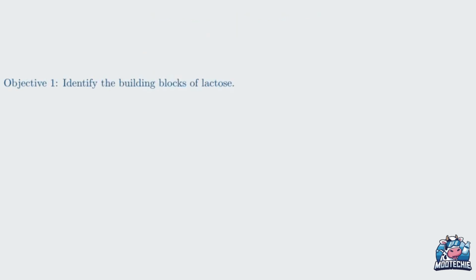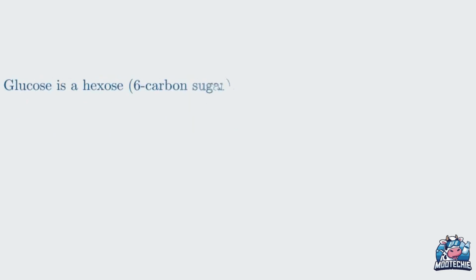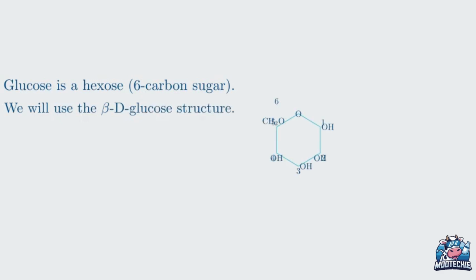Now, let's address our first objective, identifying the building blocks of lactose. As a disaccharide, it's composed of two monosaccharide units. These are D-glucose and D-galactose. Let's first look at the structure of glucose. It's a 6-carbon sugar or a hexose. In its cyclic form, it exists primarily as alpha-D-glucopyranose and beta-D-glucopyranose, with the beta anomer being the most common. We will be using the beta-D-glucose structure here. Notice the position of the hydroxyl group on carbon 1. In the beta anomer, this hydroxyl is in the equatorial position, meaning it points away from the plane of the ring.